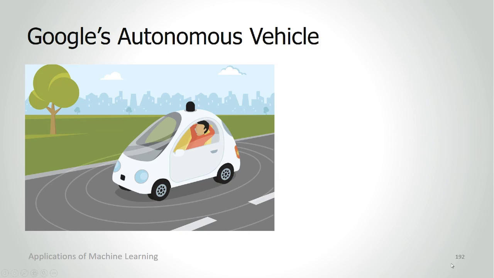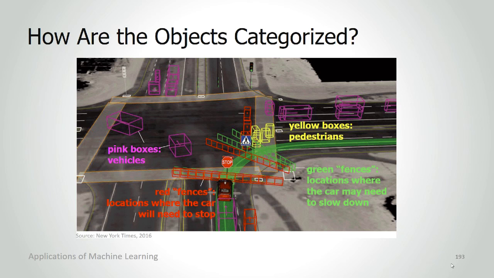Okay, we've seen NVIDIA's end-to-end autonomous vehicle. Let's take a look at Google's autonomous vehicle. Remember, NVIDIA was trained only on 3,000 miles of driving, whereas Google's been trained on almost 2 million miles of driving. So you remember this picture I showed a little while back, how objects are categorized.